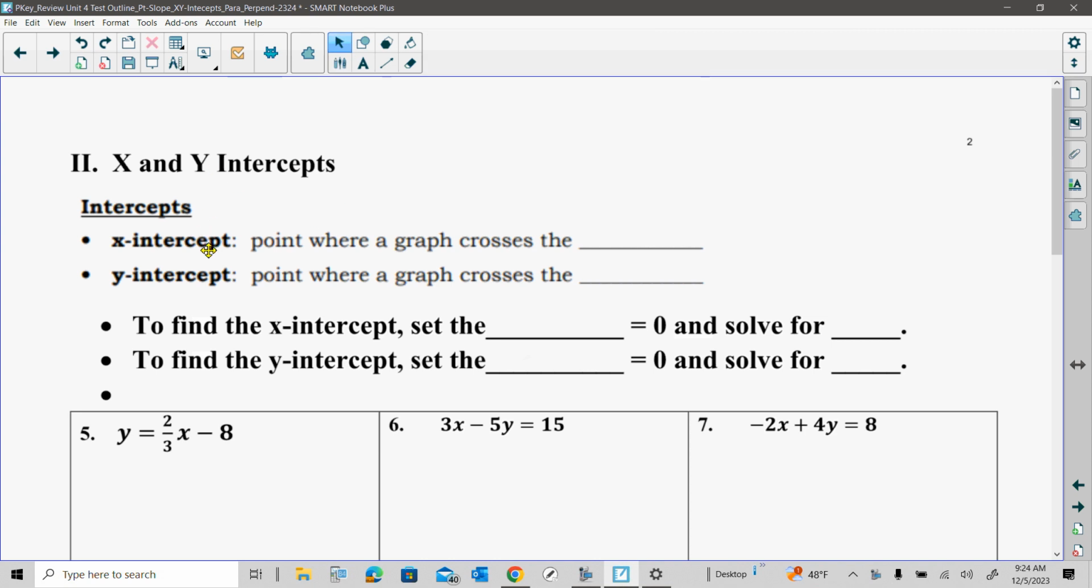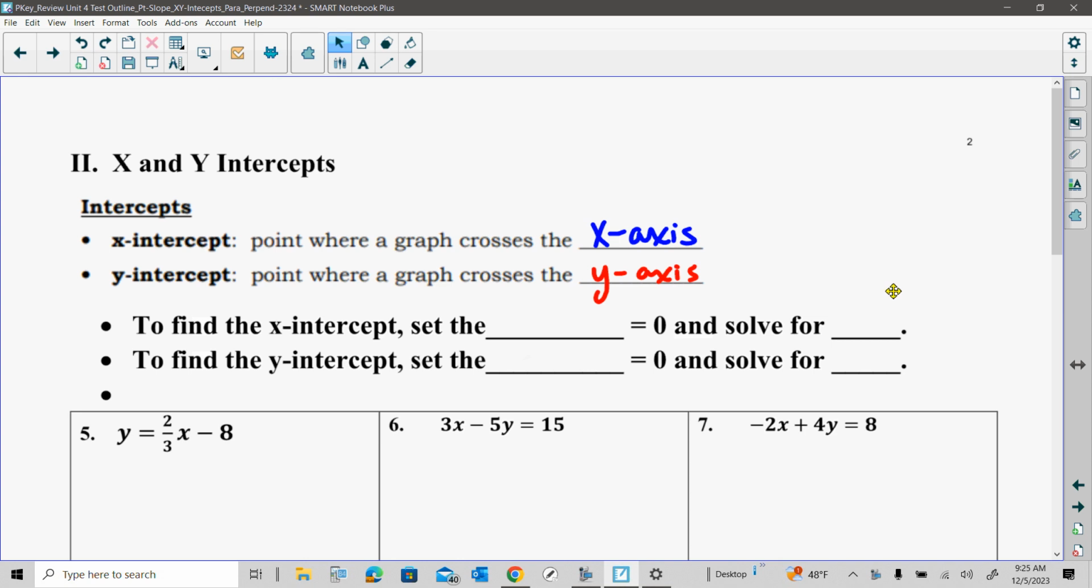X and Y intercepts. The x-intercept is the point where the graph crosses the x-axis. Fill that in if you didn't know that. The y-intercept is the point where the graph crosses what? The y-axis. All right, fill that in.